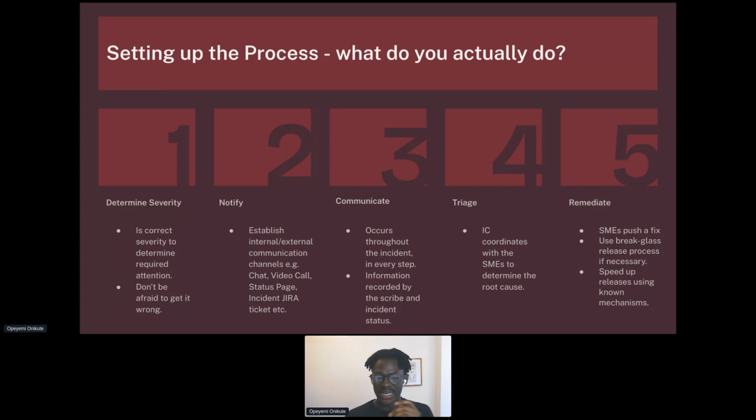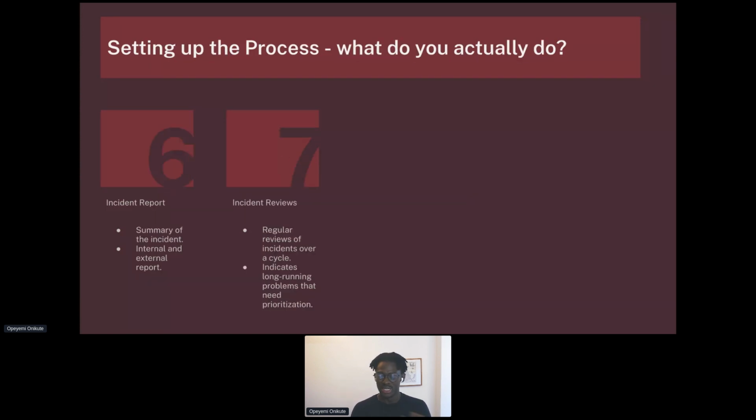So let's say the SMEs have found what the issue is and then they push a fix. If you have any break glass procedures for your release processes, like procedures to speed up releases for emergencies, this is where you do it as well. You can also speed up releases using your known mechanisms. Next is to write an incident report.